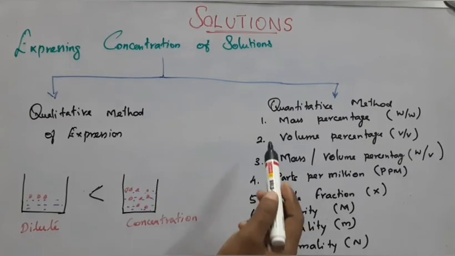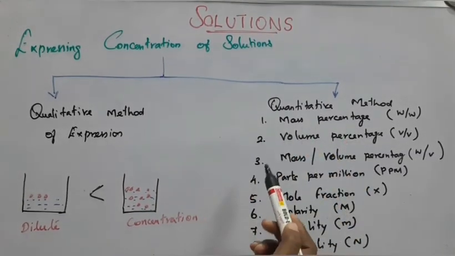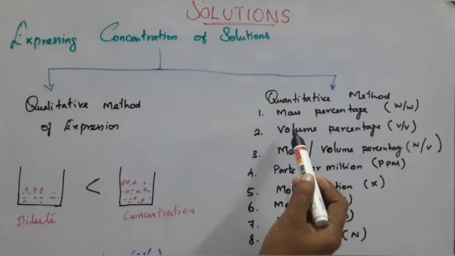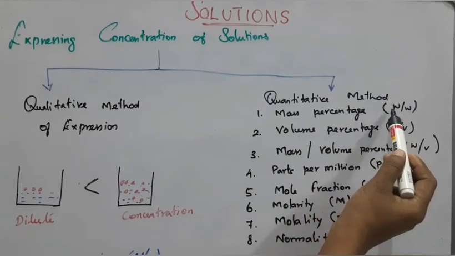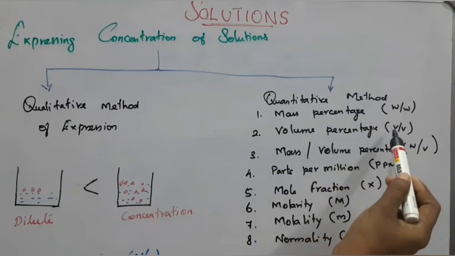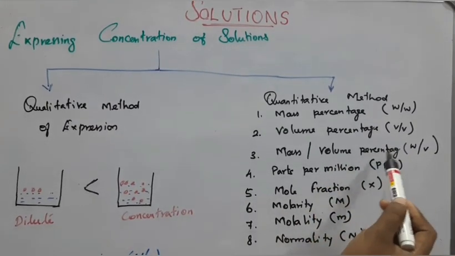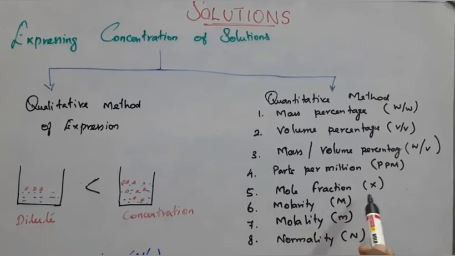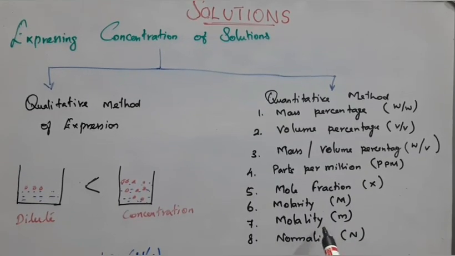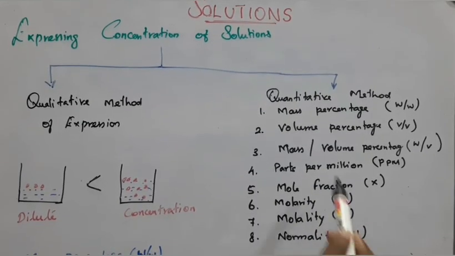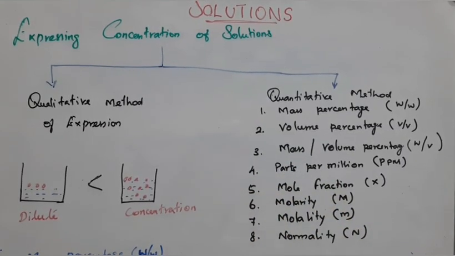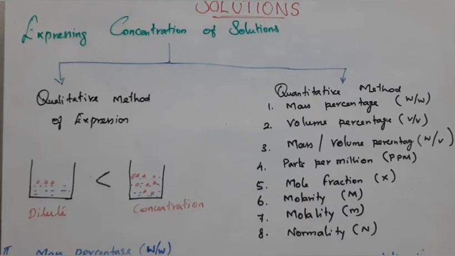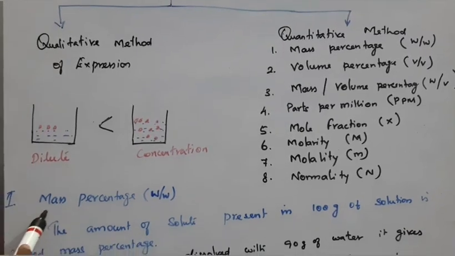So nowadays we are going to use quantitative methods. Quantitative methods are the methods we are using in our day-to-day life: mass percentage, expressed as W by W, volume percentage V by V, mass per volume percentage W by V, parts per million ppm, mole fraction X, molarity capital M, molality small m, and normality N. These are the terms we use in day-to-day life, industrially, in chemical and pharmaceutical fields, etc. The first one we are going to see is mass percentage.